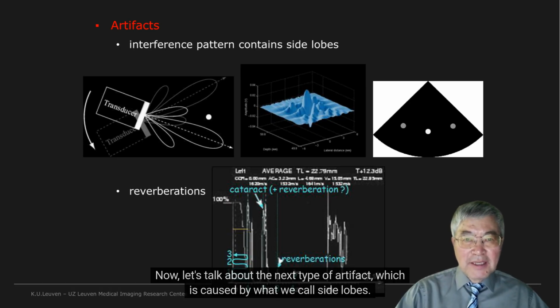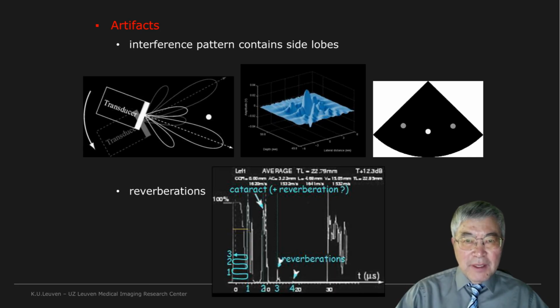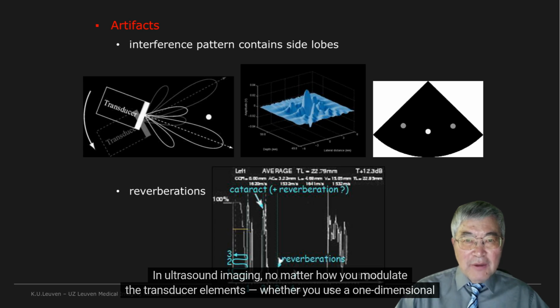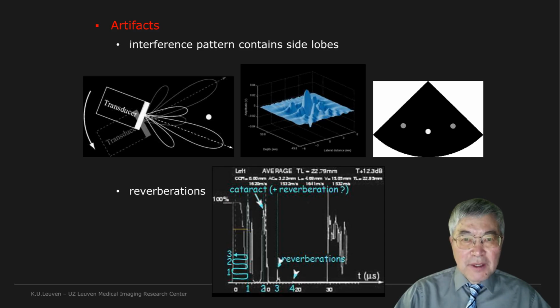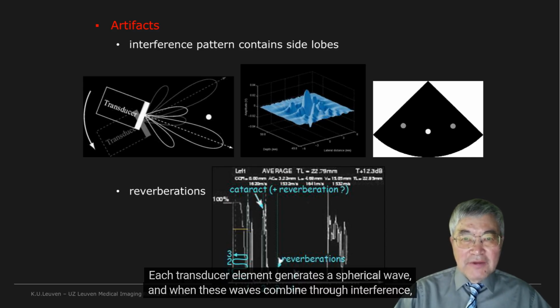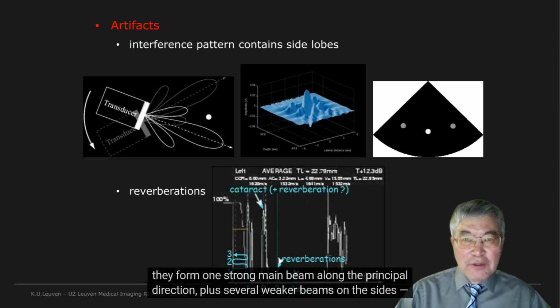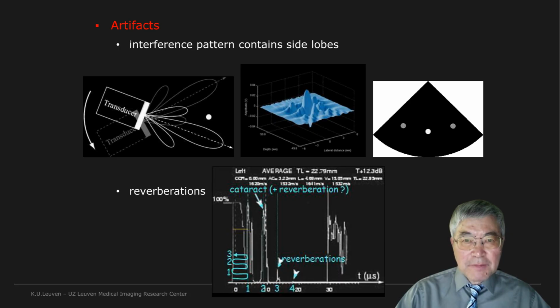Now, let's talk about the next type of artifact, which is caused by what we call side lobes. In ultrasound imaging, no matter how you modulate the transducer elements, whether you use a one-dimensional or a two-dimensional array, or even a single transducer, you can never create a perfectly straight, narrow beam. Each transducer element generates a spherical wave, and when these waves combine through interference, they form one strong main beam along the principal direction, plus several weaker beams on the sides. These are the side lobes.